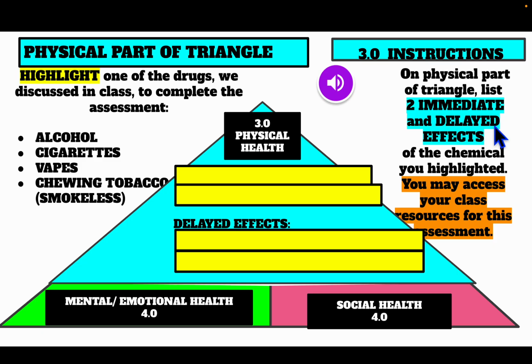Here's the 3.0. So you're going to highlight which of the drugs you're going to focus on. And whichever one you highlight, you're going to stick with that drug for the whole test. So if you choose alcohol, you're doing everything on alcohol. And then you're going to come up with 2 things that would happen to you physically if you used alcohol, like in the first month. And then what would be some delayed effects down the road.